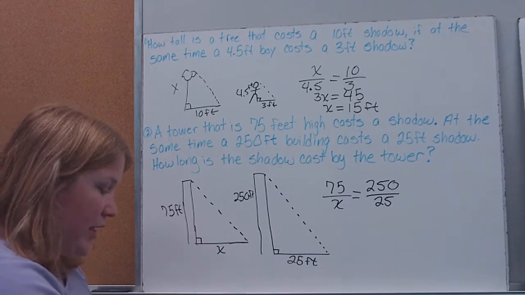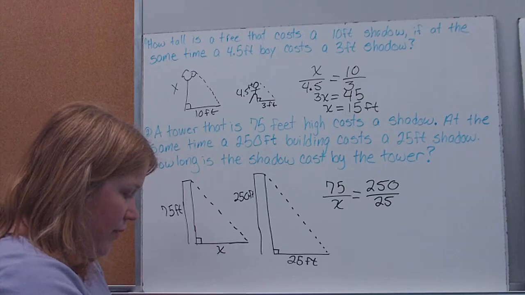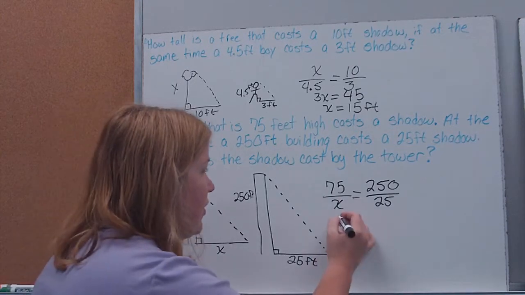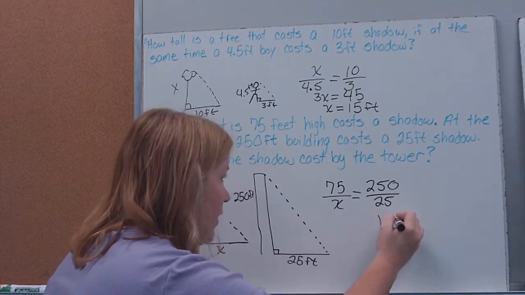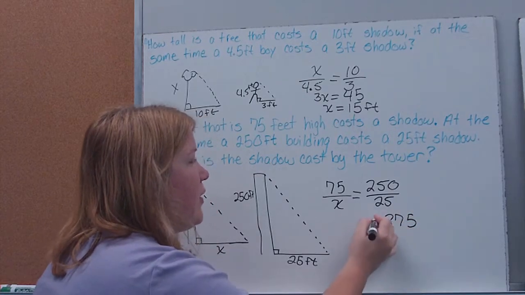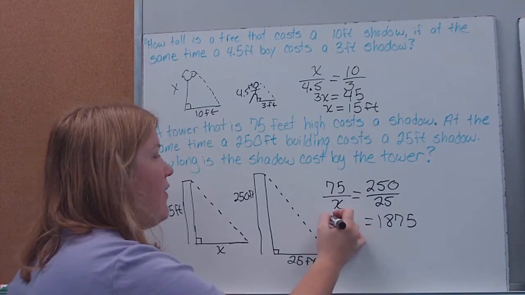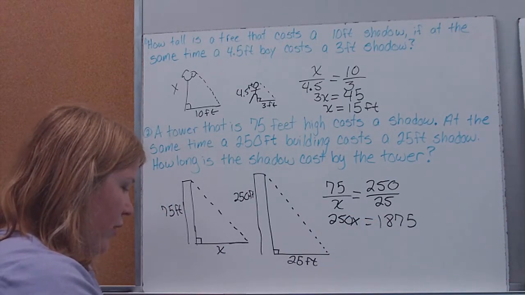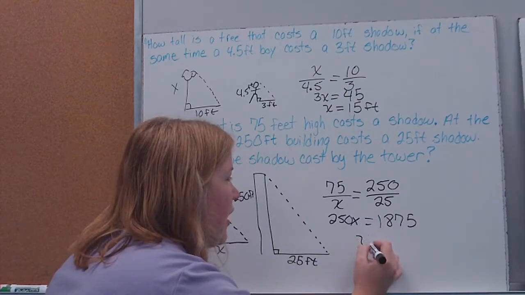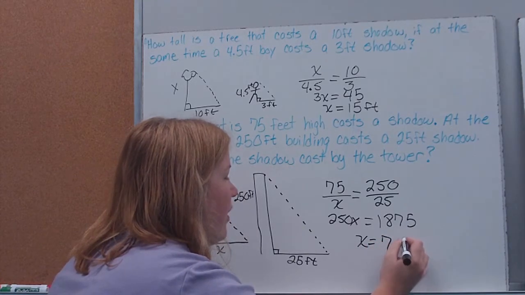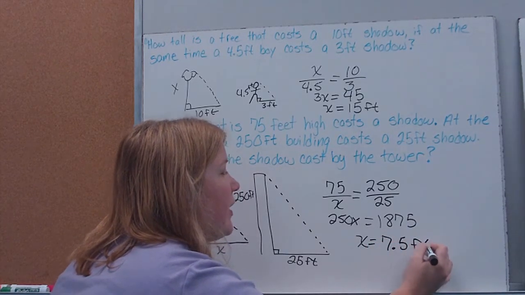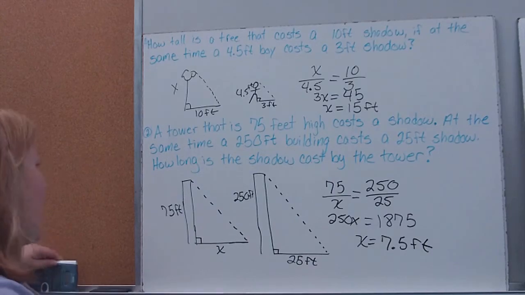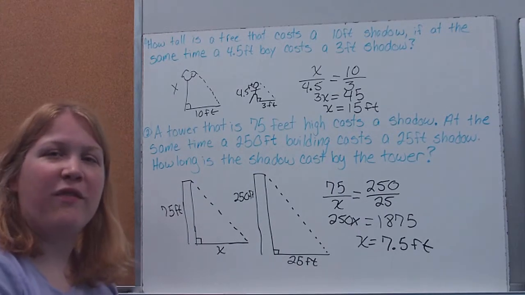Here I'm going to pull out my handy-dandy calculator because I don't really feel like doing that math in my head, sorry. 75 times 25 gives me 1875. On this side I wind up with 250x. Then when I divide to get my answer, I find that x is equal to 7.5. We were dealing with feet, so I'm going to label it. So that means the shadow of this one is 7.5 feet.